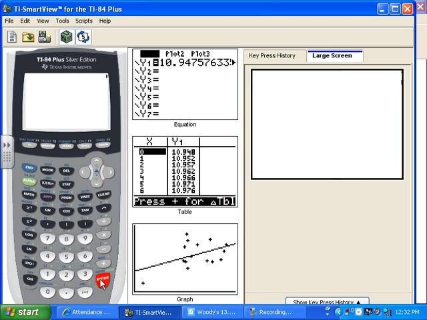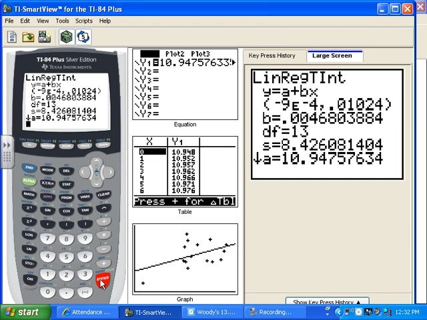Here's why I think this button's awesome. It gives you the confidence interval. It gives you the linear regression model right here. It gives you the degrees of freedom. It gives you the standard error for slope. That means you don't have to calculate it by hand. Question?